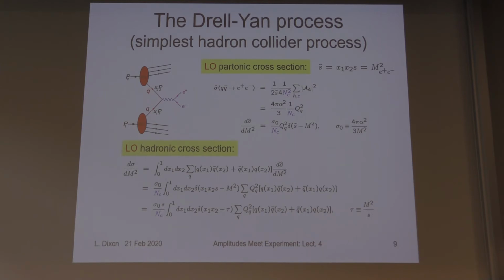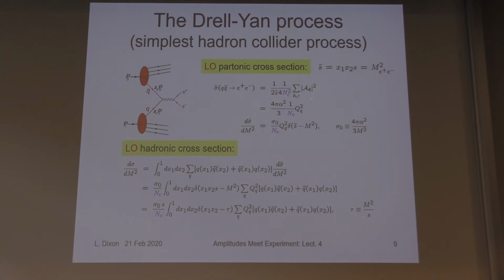Now I want to step back and go back to the simplest hadron collider process that can be described perturbatively, which is Drell-Yan production, and walk you through some of the next-to-leading order calculation. First, though, let's talk about the leading order kinematics. So we first compute a leading order partonic cross-section. I'm not going to go through that in detail because we're going to do something similar at the next order.